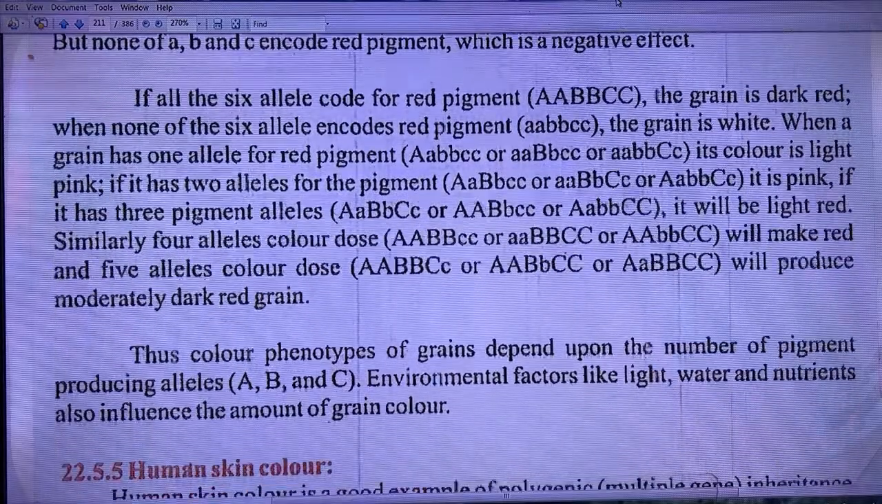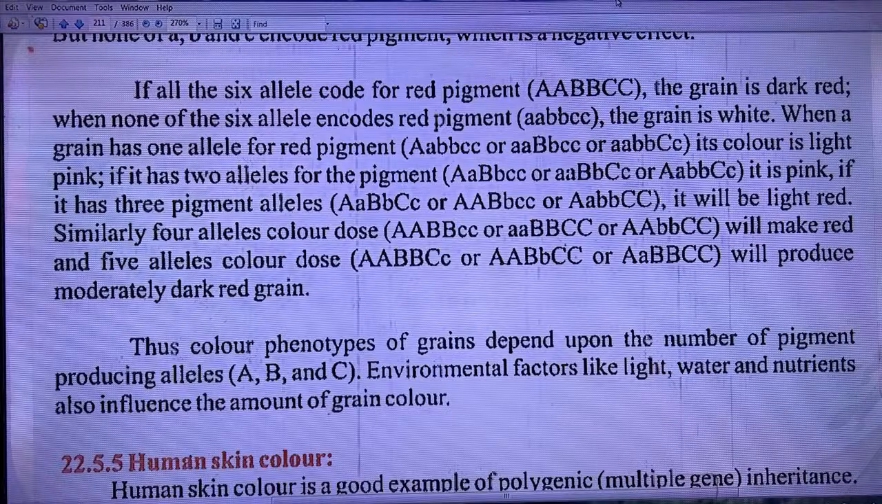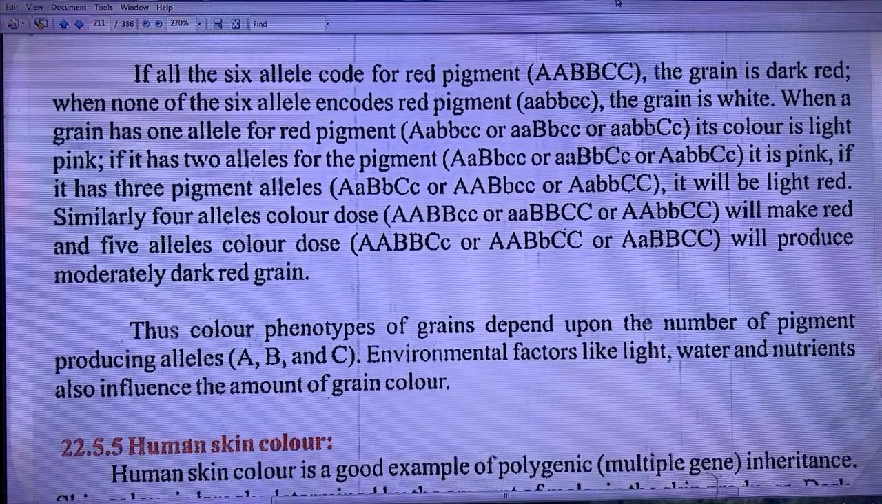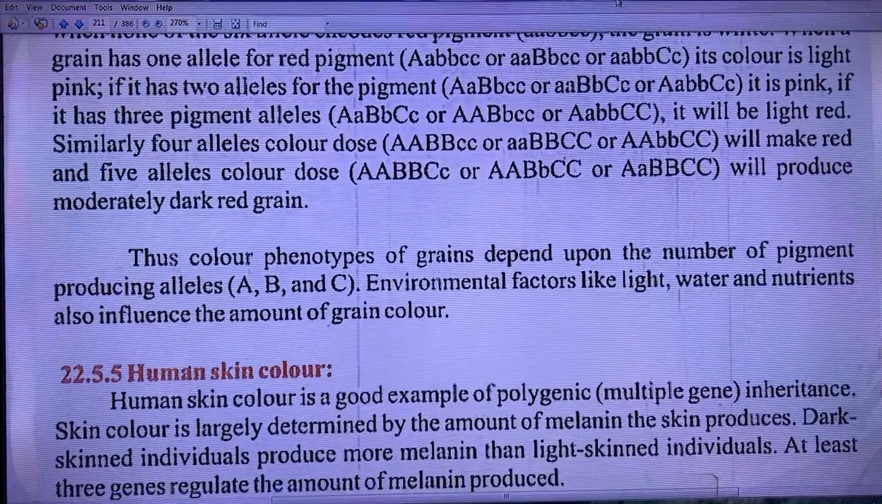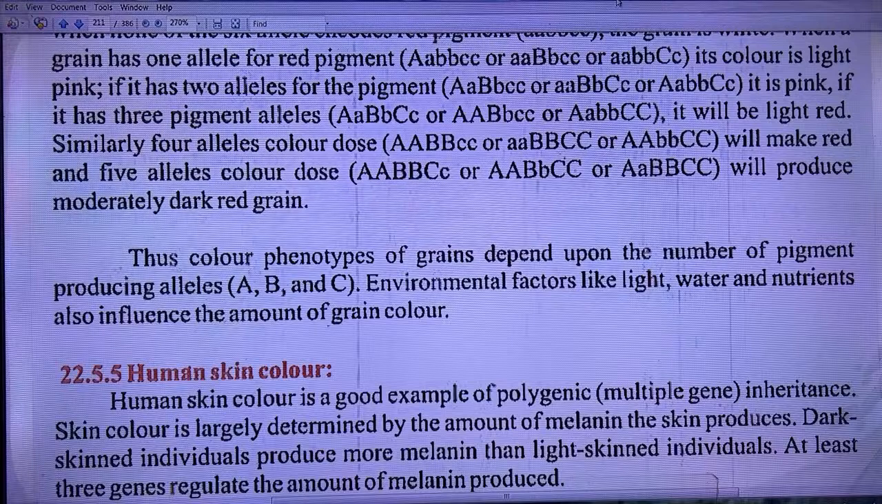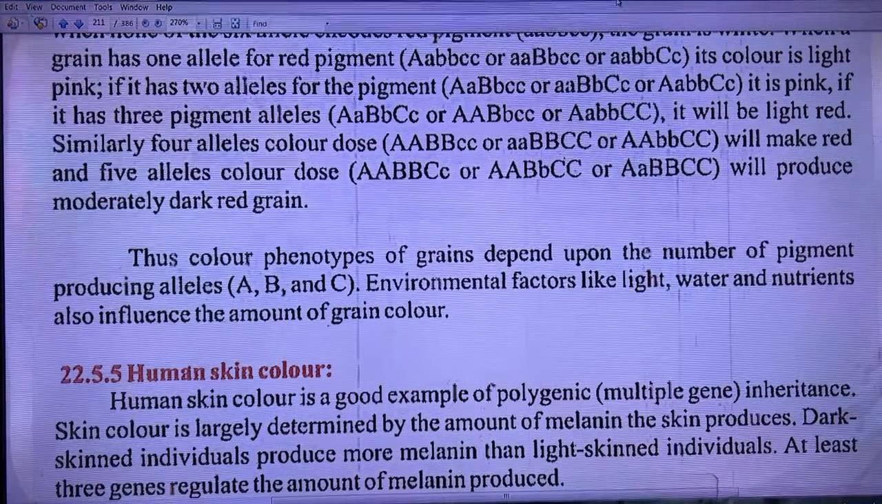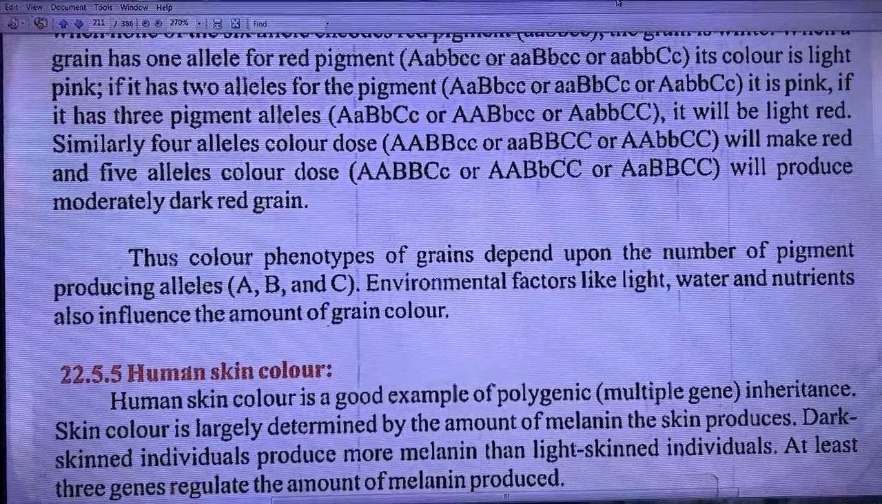If all six alleles code for red pigment, capital A, capital A, capital B, capital B, capital C, capital C, the grain is dark red. When none of the six alleles encodes red pigment, small a, small a, small b, small b, small c, small c, the grain is white. When a grain has one allele for red pigment, capital A, small b, small c, or small a, capital B, small c, or small a, small b, capital C, its color is light pink.